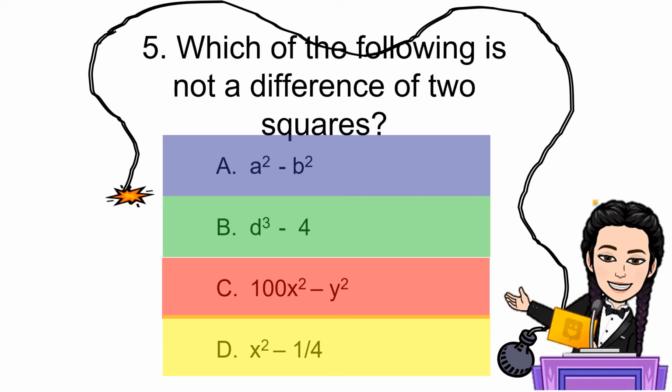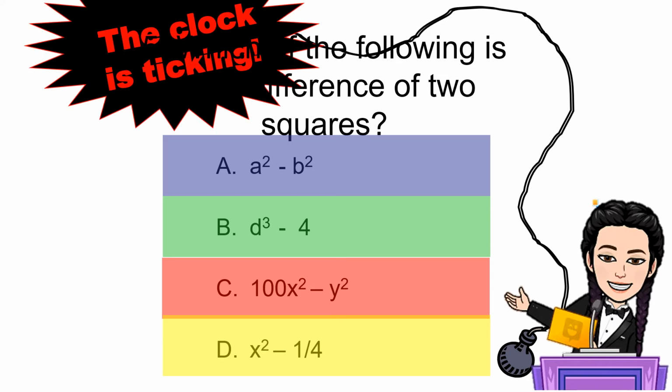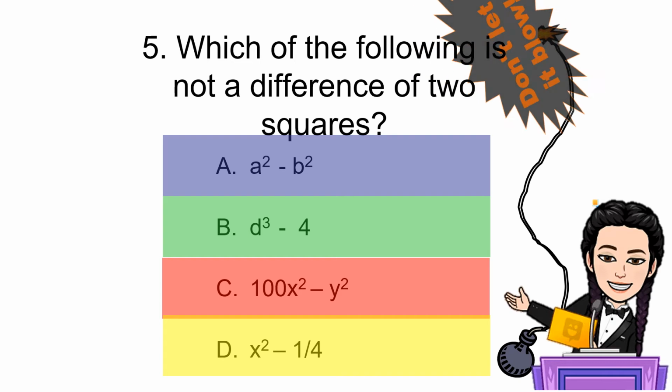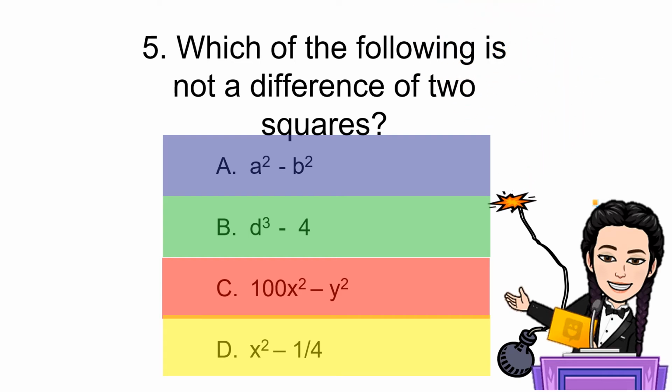Number 5. Which of the following is not a difference of two squares? A squared minus b squared, B, d cubed minus 4, C, 100x squared minus y squared, or D, x squared minus 1/4.